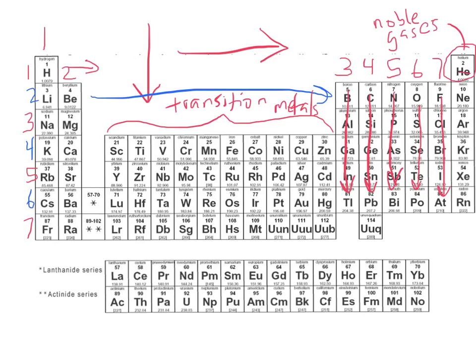Neon has 10 electrons, 2 in the first, 8 in the second, so its outer energy level is full. And that's the case for all of these. Their outer energy levels are full, and they're called the noble gases. They actually don't react with other elements at all chemically because their outer energy level is full. So that's a walk through the periodic table. There's still more to come, so just hang tight.